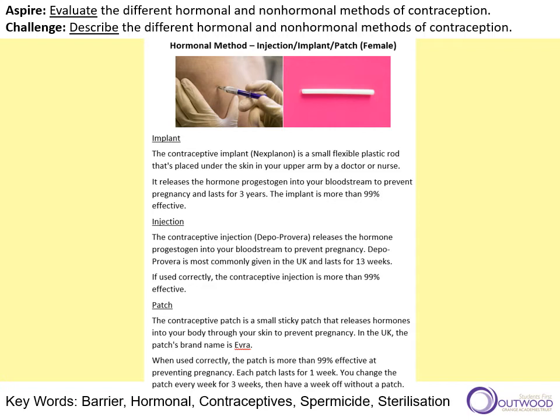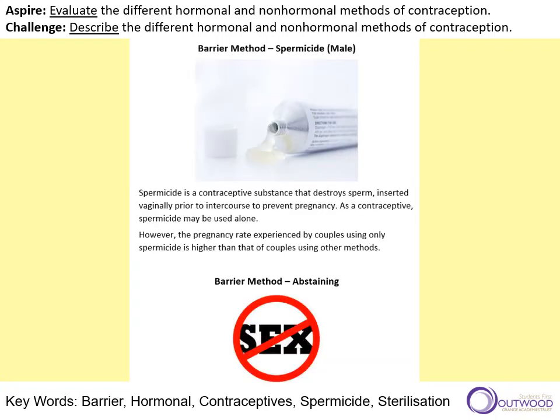Okay, so that's the implant, injection and patch. The next one we're going to, or the next two I should say, are barrier methods. So we're back to barrier. And spermicide. I mentioned spermicide earlier. Now, spermicide is a contraceptive substance that destroys sperm. It just kills it. It's inserted into the vagina prior to intercourse.